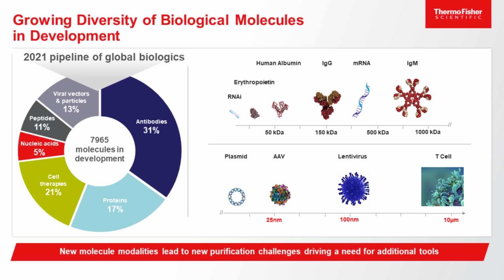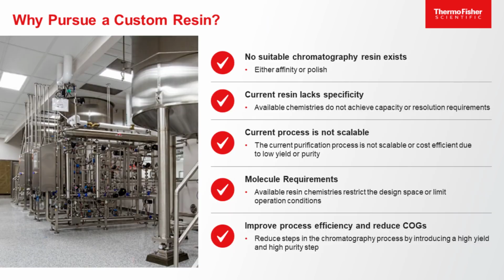So for example, we've got the leading product for adeno-associated virus purification. We've got the leading product for messenger RNA purification through our oligo-dT resin. A whole variety of antibody resins to purify novel antibody formats. And again, that is then talking only about specific classes, right?